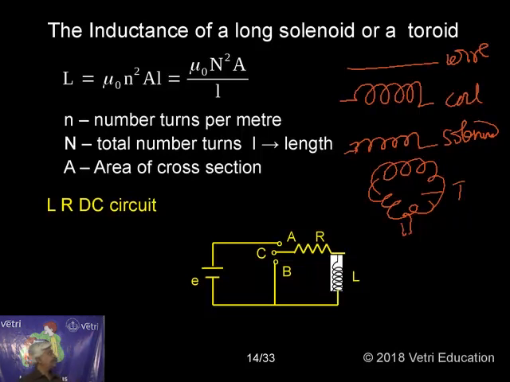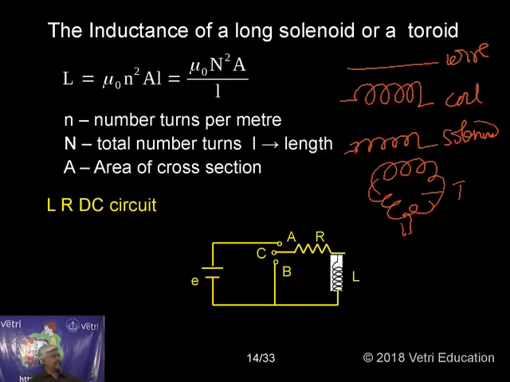What is the coefficient of self-inductance of a long solenoid? For an ordinary single coil, e is equal to minus L di by dt. If it is a long solenoid, L is equal to mu naught n squared A l, or mu naught N squared A by l. This is an important thing we have to understand as far as self-inductance is concerned, so keep it in mind.